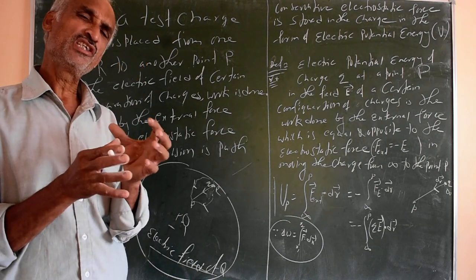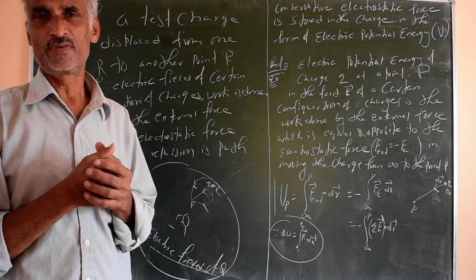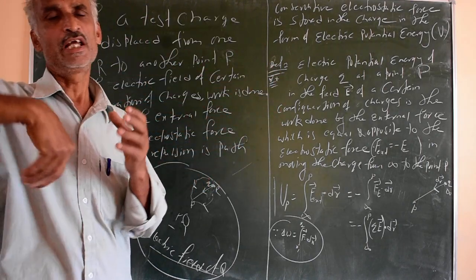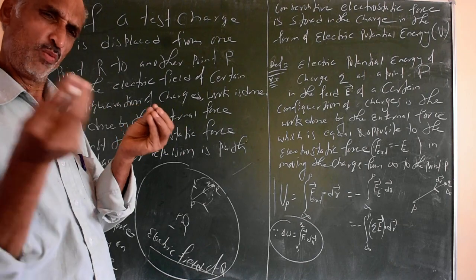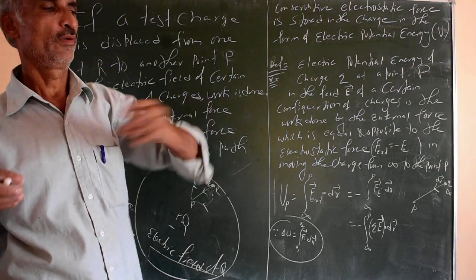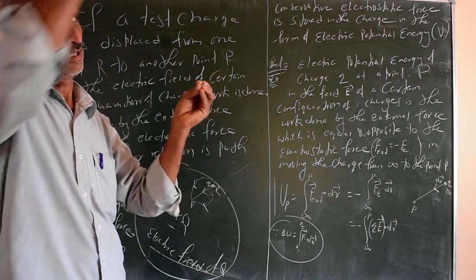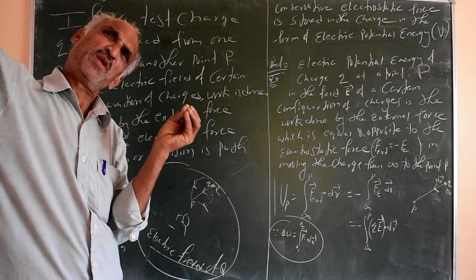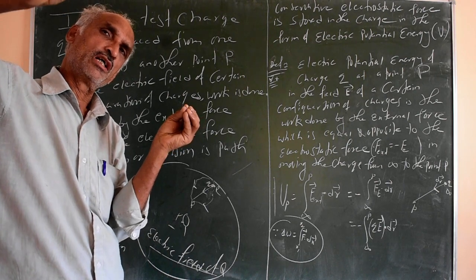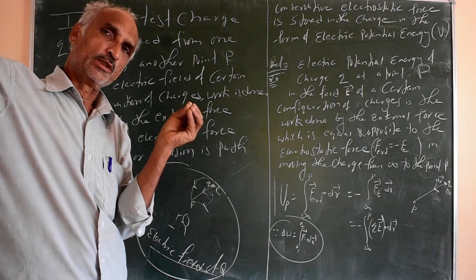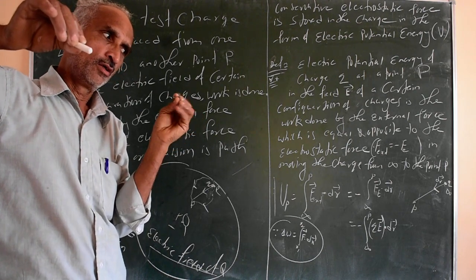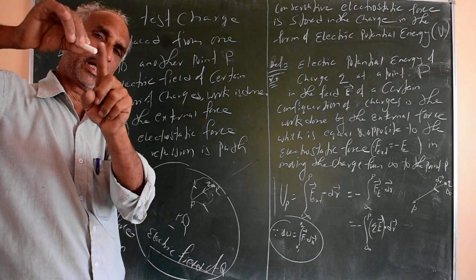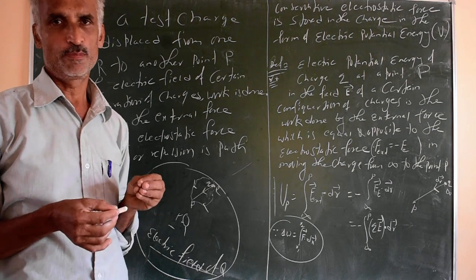When a charge is there, around the charge there will be an electric field. If a combination of charges is there, then also there is a resultant electric field E bar. So one test charge, here is a configuration of charges, around it there is an electric field. One test charge Q is brought and placed at the point P in the field of this configuration of charges. Automatically this charge acquires potential energy, electric potential energy.